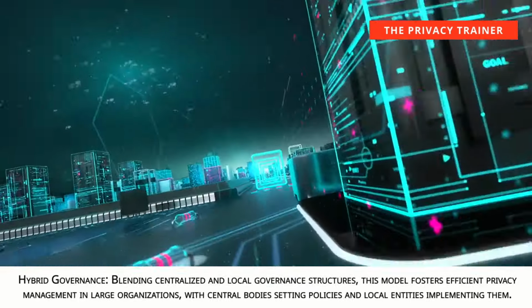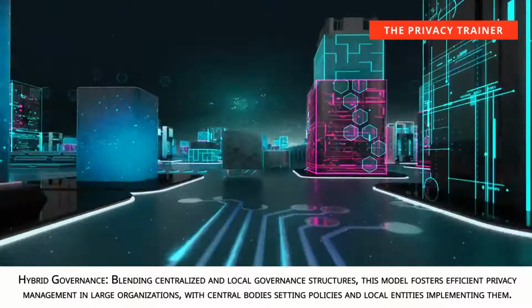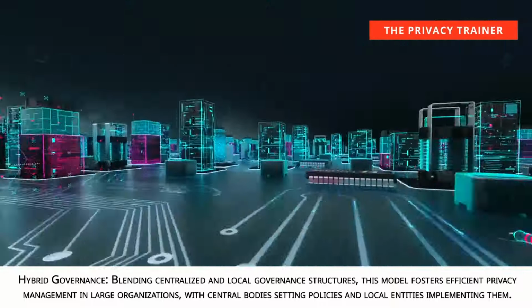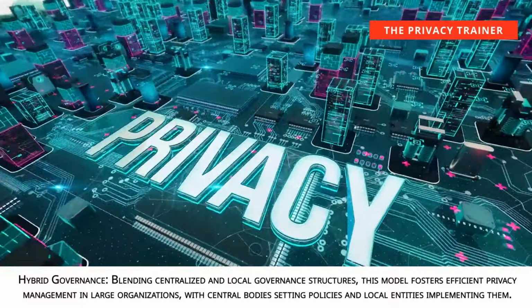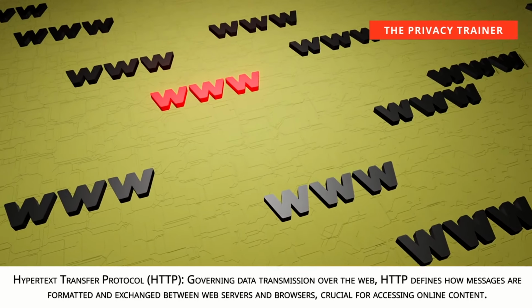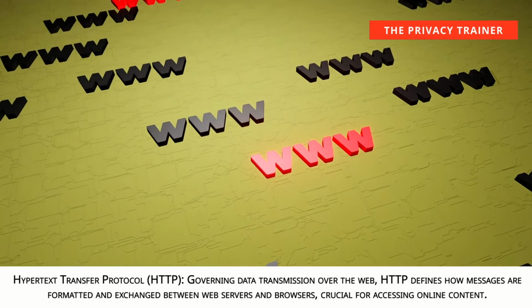Hybrid governance. Blending centralized and local governance structures. This model fosters efficient privacy management in large organizations, with central bodies setting policies and local entities implementing them. Hyperlink. A navigational element in web content, hyperlinks connect users to other web pages or resources, embedded with URLs to facilitate seamless browsing experiences. Hypertext Transfer Protocol, HTTP, governing data transmission over the web.